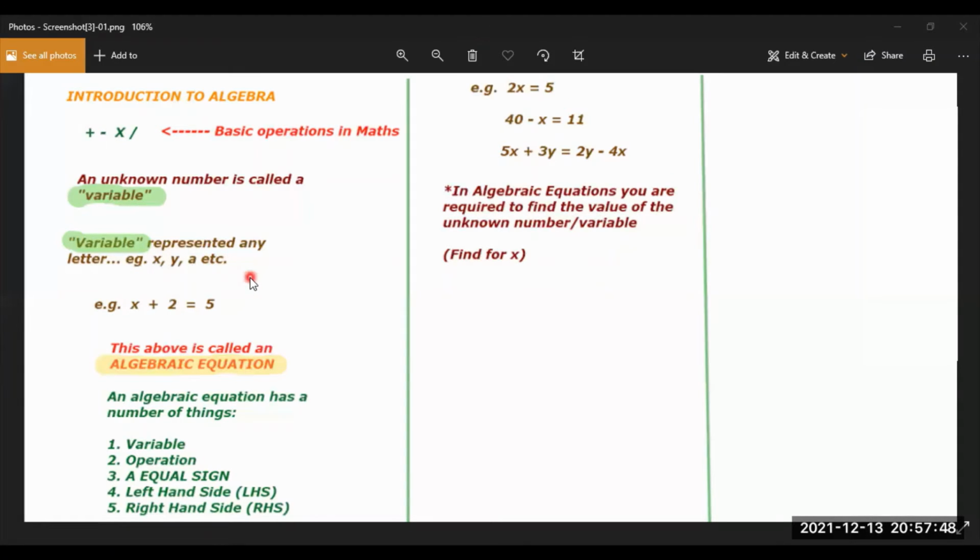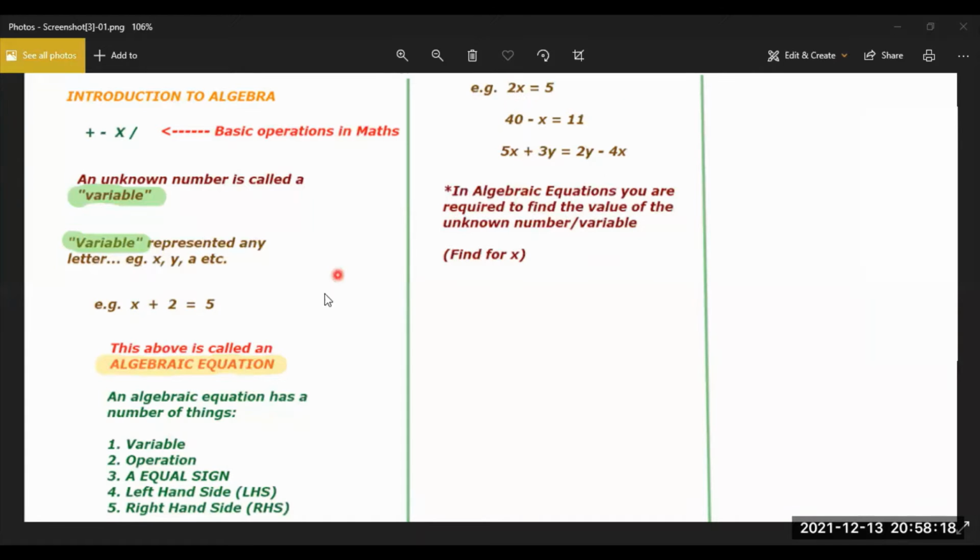The most basic type of algebraic equation you could come across is a linear equation looking like this. In this algebraic linear equation, we have a variable, as you can see, an operation, an equal sign, the left-hand side of the equal sign and the right-hand side of the equal sign. So these are some common things that you would see in an equation.